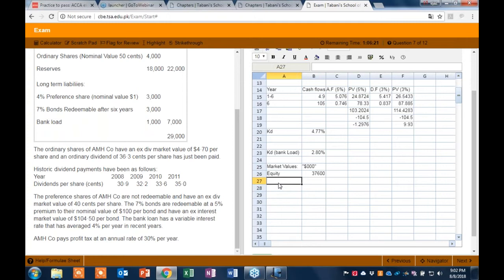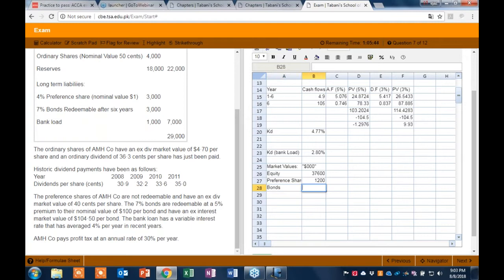Then let's take the market value of preference shares. The total number of shares will be 3 million, so we don't need to divide it by 1, it's understood. 3,000 multiplied by the price per share, which is 40 cents. So 3,000 into 0.4, we have to write it in dollars.